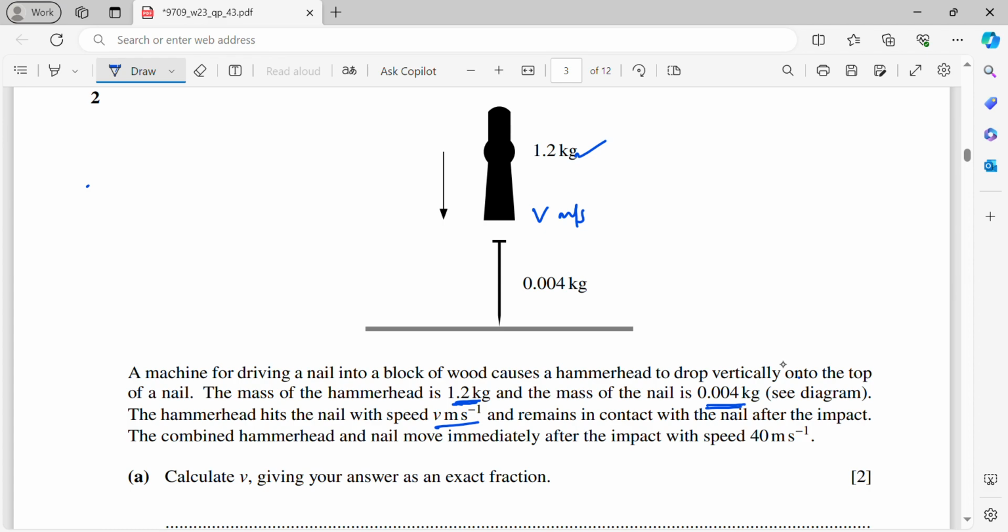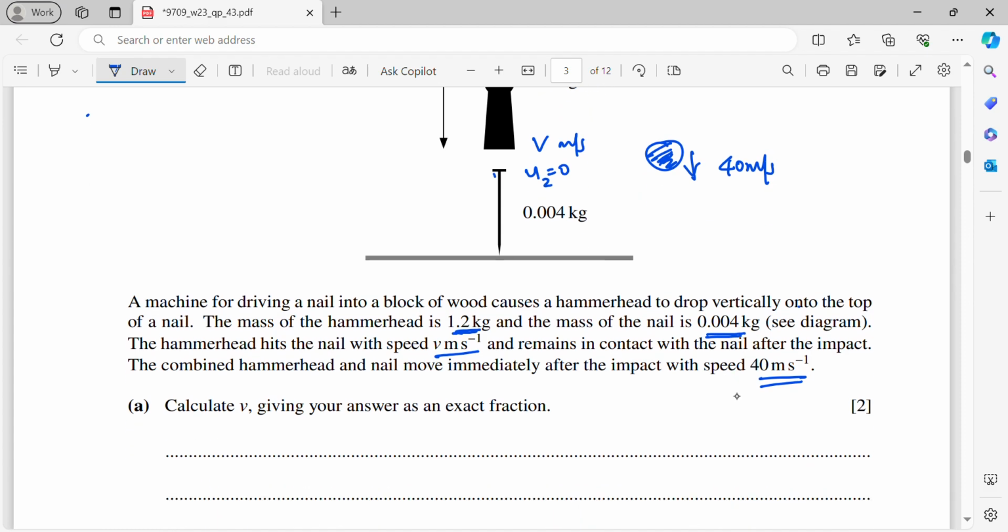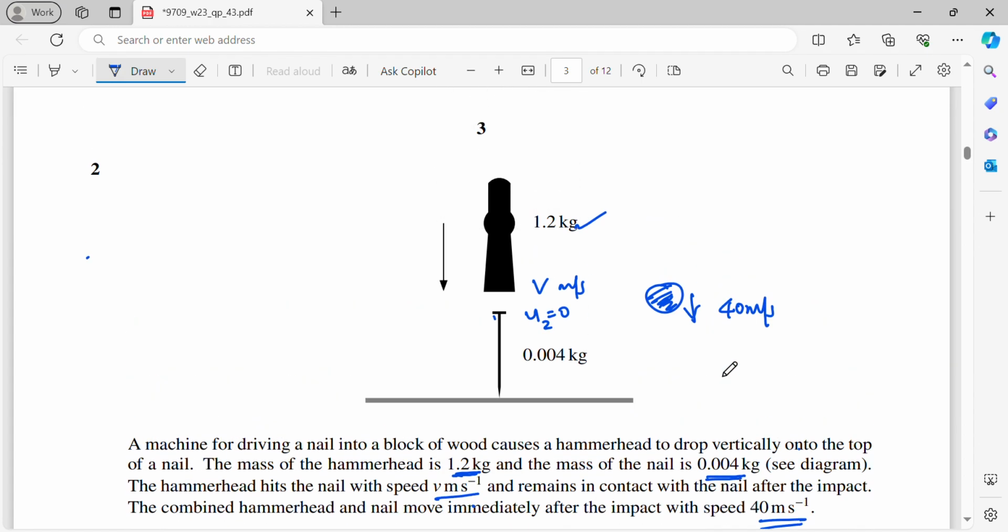That means initially the nail is 0 here. This is the u2, for example. This is v. So after it sticks together, for both, it moves with 40 meters per second when you combine both. Now part A: calculate v, giving your answer as an exact fraction. So the v here is basically the initial speed of the hammerhead.